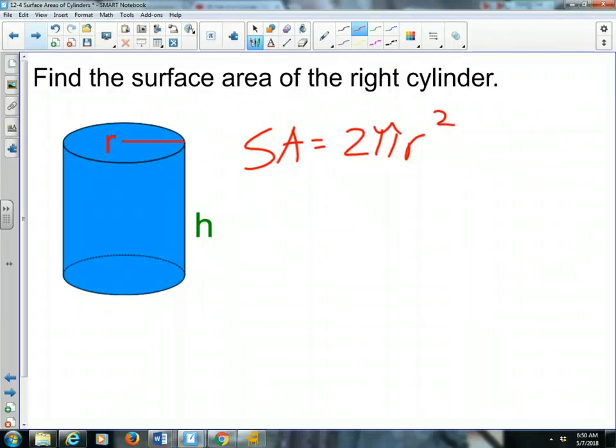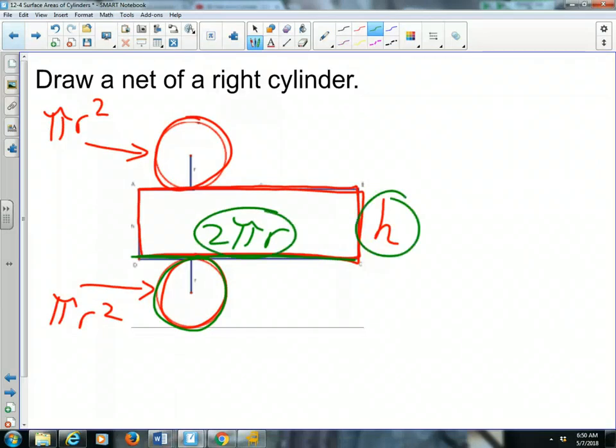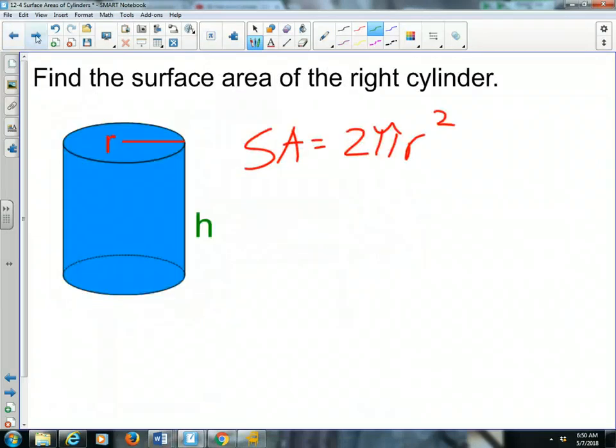Now we also have to add up this rectangle. And this rectangle, we said that it's base times height, and the height of the rectangle is the same as the height of the cylinder. And the base of the rectangle, this distance right here, is the circumference of the circle. And circumference equals 2 pi r. So if we do base times height, 2 pi r times h, it would be 2 pi r h.